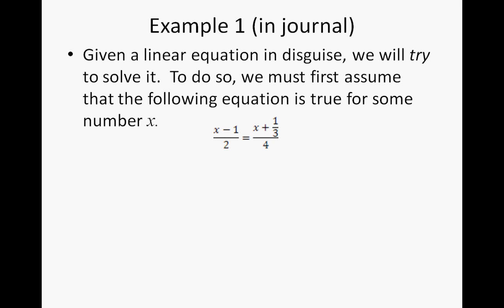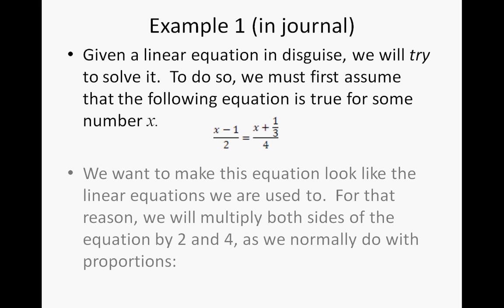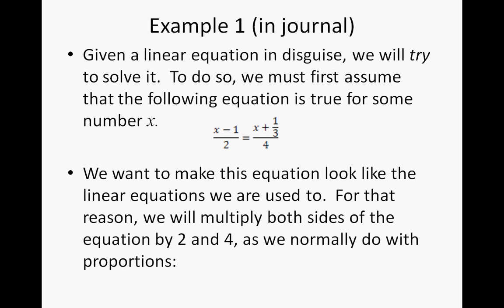So let's do example 1 in your journal. Given a linear equation in disguise, we will try to solve it. To do so, we must first assume that the following equation is true for some number called x. We want to make this equation look like the linear equations we are used to. For that reason, we will multiply both sides of the equation by 2 and 4, as we normally do with proportions.